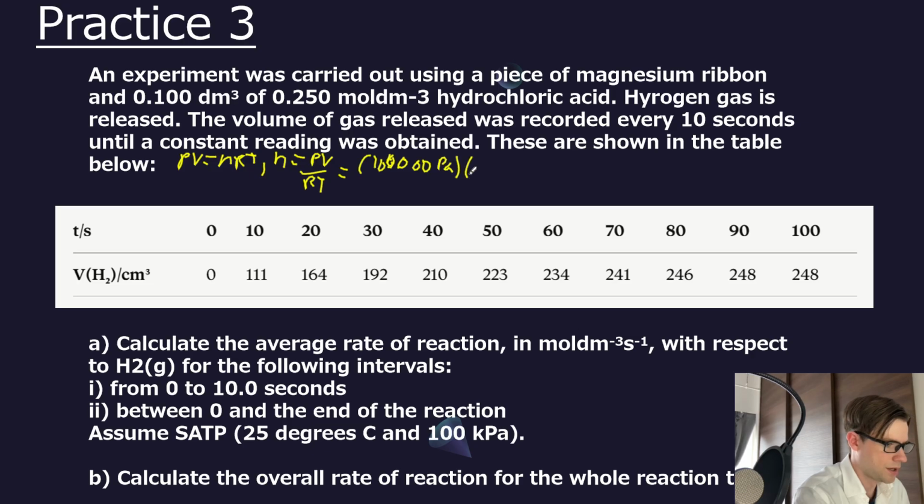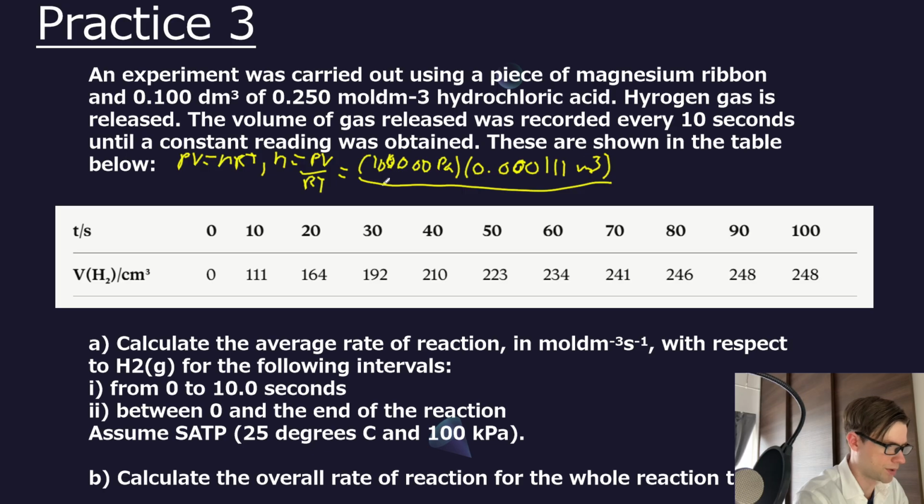We've got a volume, and now the volume that we want to use here is the volume of gas that is produced over the changing volume period. So in the first 10 seconds, 111 centimeters cubed. But to use PV equals nRT, we need meters cubed. So I'm just going to quickly convert that into meters cubed. It's 0.000111 meters cubed.